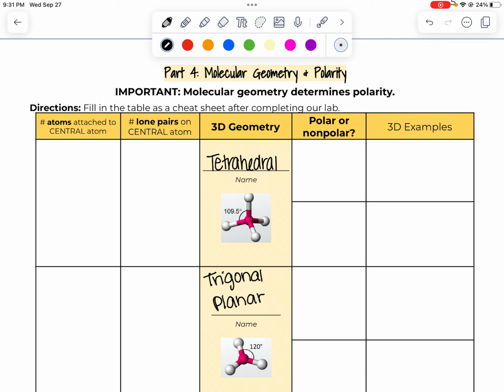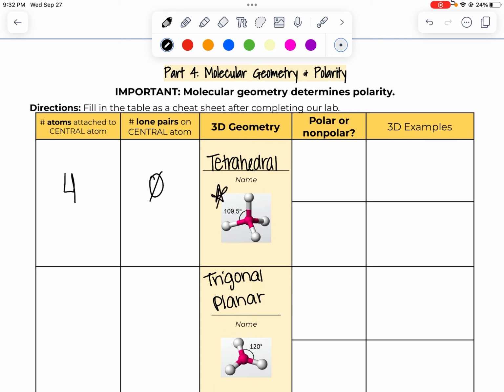In that lab, what you were looking for was being able to build these molecules in 3 dimensions, bringing them off their 2-dimensional Lewis structures off the page, and then being able to look for some patterns. If a certain molecule were to have, let's say, 4 atoms attached to the central atom, with no lone pairs on the central atom, you should have seen that every time you were getting a tetrahedral structure, and this is what it looked like in 3 dimensions.